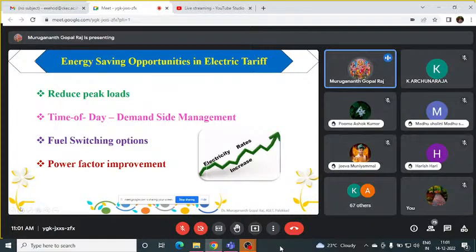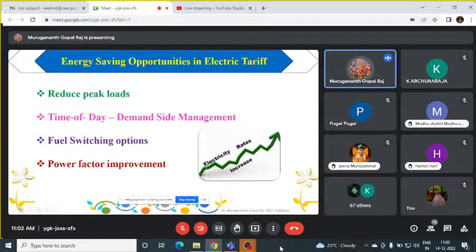Then the final one is power factor improvement. You can install very small capacitors, particularly for the fans. Say, when the fan is not working properly, when the speed of the fan is not up to the level which you require, you can just observe the capacity and the age of the capacitor, right?